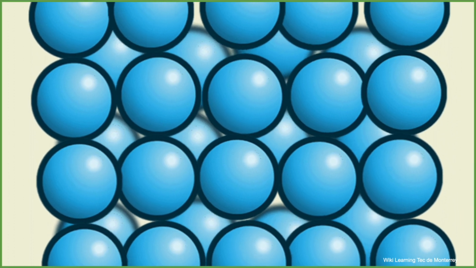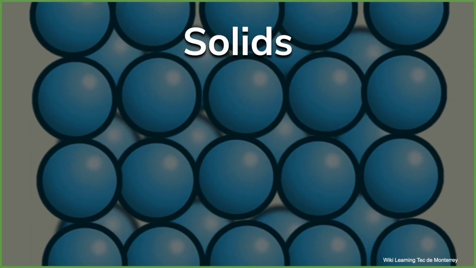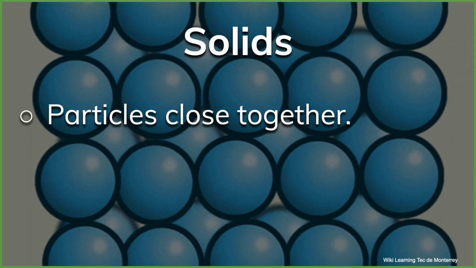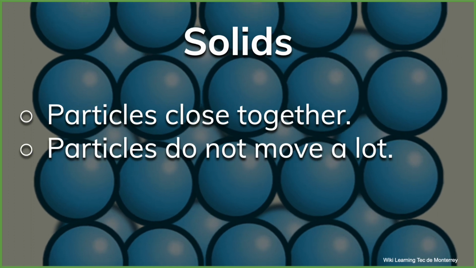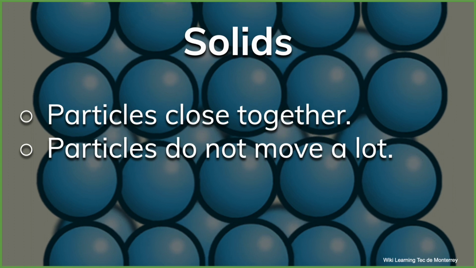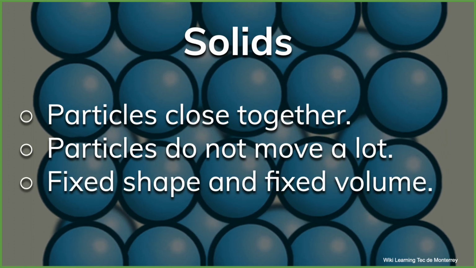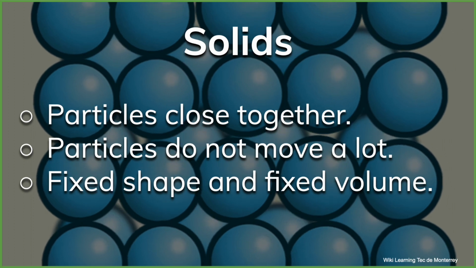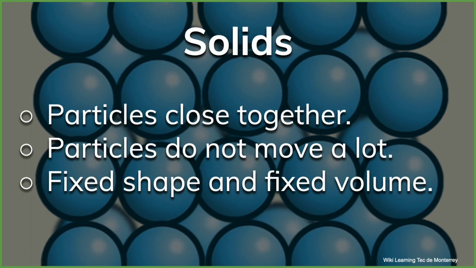First, we're going to start with solids. The characteristics of solids are that the particles are close together. The particles don't really move around much. You can see in this animation here, they're vibrating, but they're not moving around. Solids have a fixed shape, so the shape doesn't change unless there's a force, and they have a fixed volume.